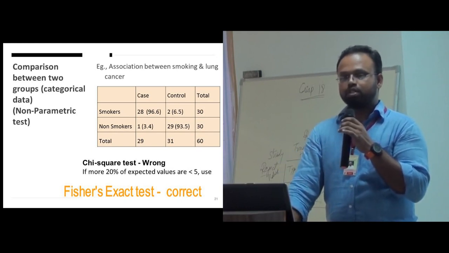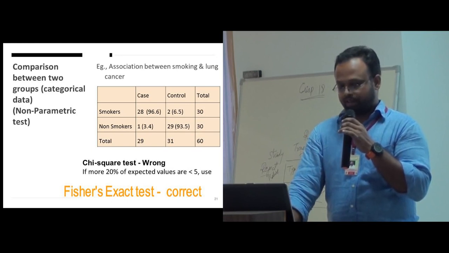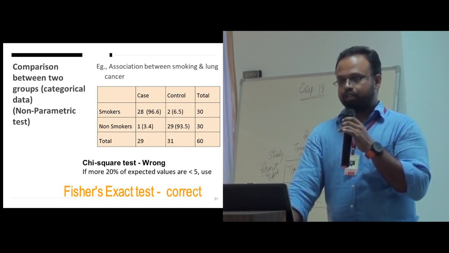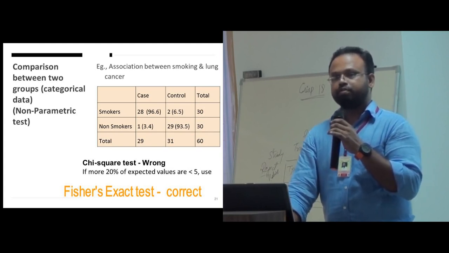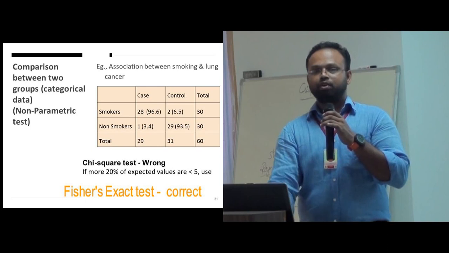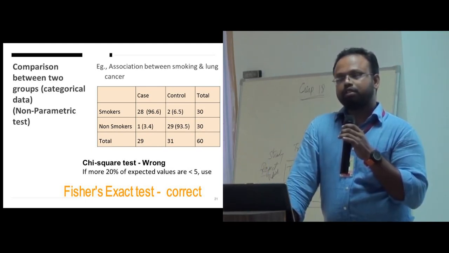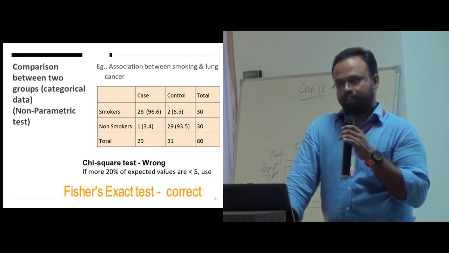Comparison between two groups, categorical data, association between smoking and lung cancer. We have got data like this: smoking present or absent. So what is the test of choice? Epi-info. Okay, the answer is correct.